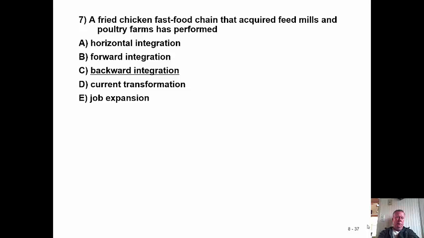Horizontal integration, we don't deal with that here. Current transformation is taking the chicken and turning it into fried chicken. That's a transformation. And job expansion is not relevant.